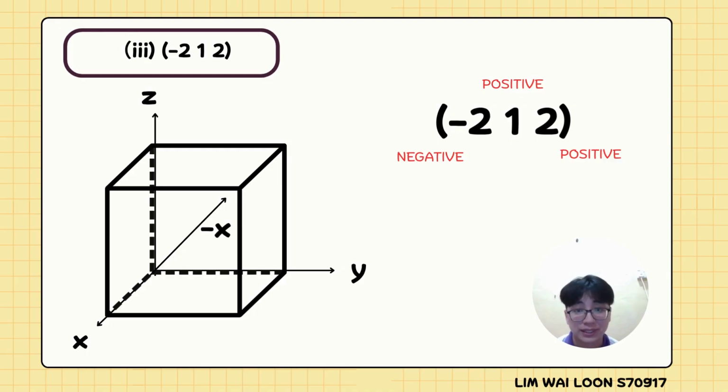Alright, so right now I'll be explaining question number 3, but before that, I'd like to introduce myself. My name is Lim Wai Lun, and my matric number is I70917, and the question I'll be explaining is question number 3, -2, 1, and 2.